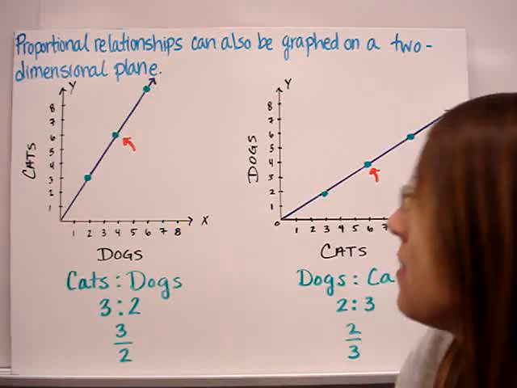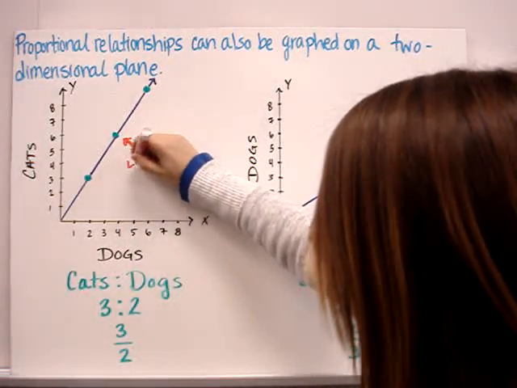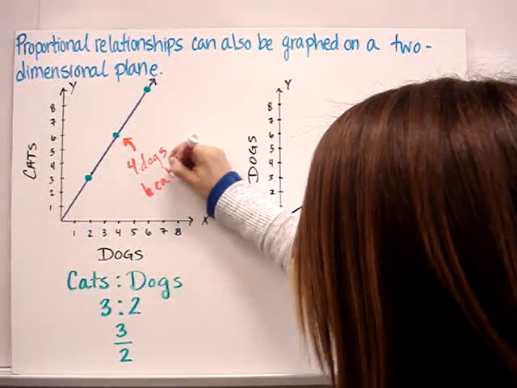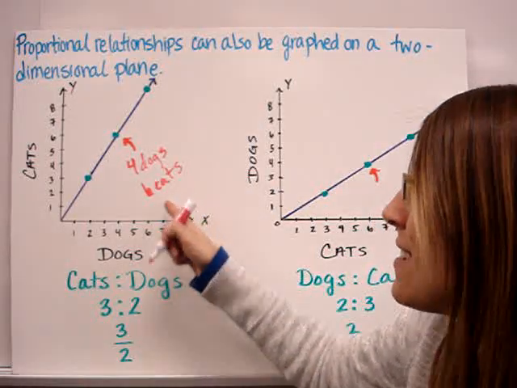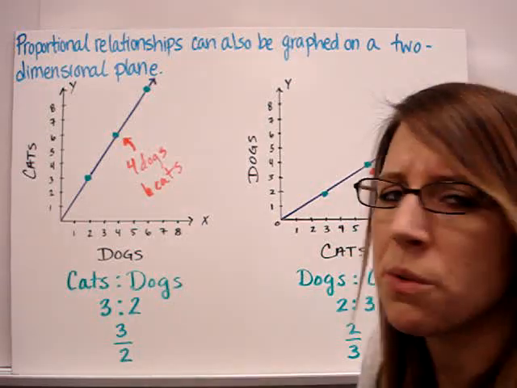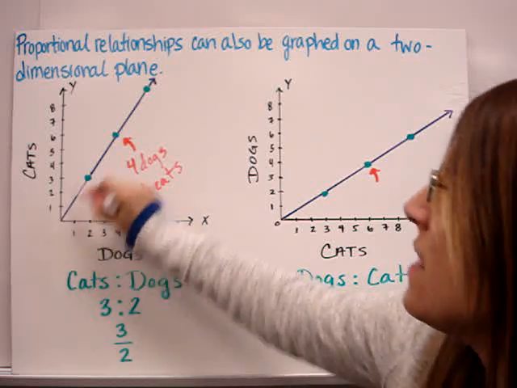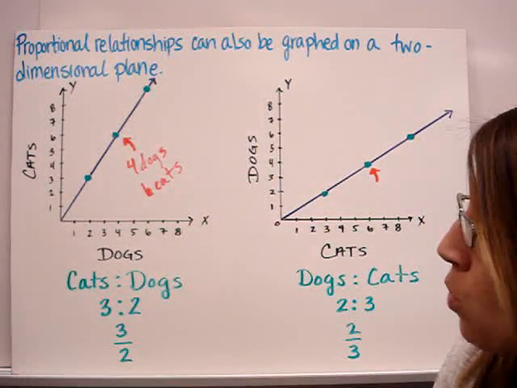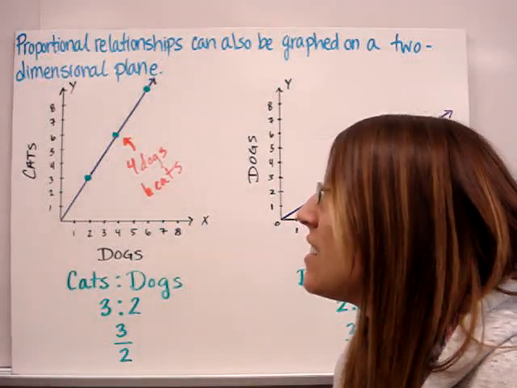Okay? I put this arrow here so I could label it for you so you could see, that's 4 dogs, 6 cats. The relationship is maintained that 4 to 6 is equivalent to 2 to 3. The 6 to 4 is 3 to 2. And then here, if you notice, this one is steeper, and this one is what we would say is shallower as a graph. I want you to keep these in mind.